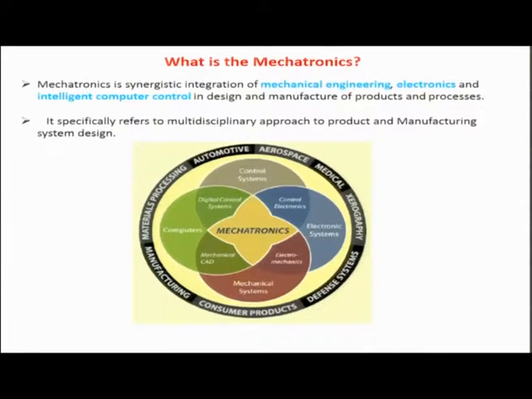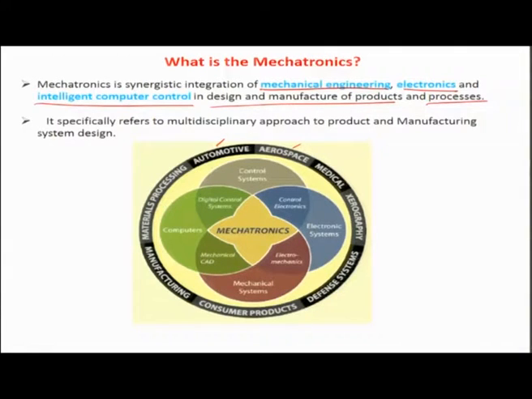It's a synergistic integration of mechanical engineering, electronics, and intelligent computer control all together. And what we aim to do in this particular course is the design and manufacturing of products and processes which are influenced by all these different domains. There are many such products which exist, particularly, let's say, a car, an automotive sector, or an airplane. These are all intelligent products.